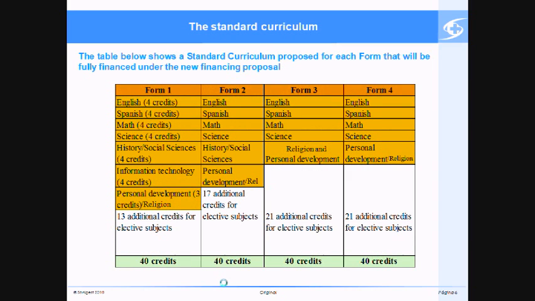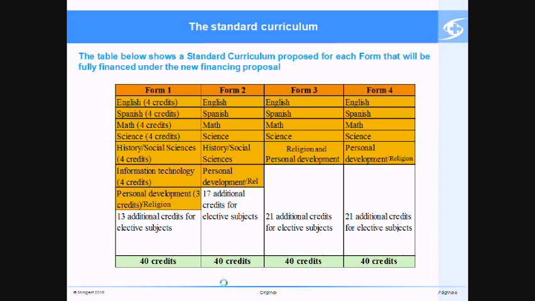The standard curriculum. The table below shows the standard curriculum proposed for each form that will be fully financed under the new proposal. It is important to note that this curriculum that is shown here is merely a brainstorm, merely an example. It is not the curriculum that is going to be in schools eventually. That is something to be developed in collaboration with our schools. But this is just shown as an example, as a model of what might be possible.